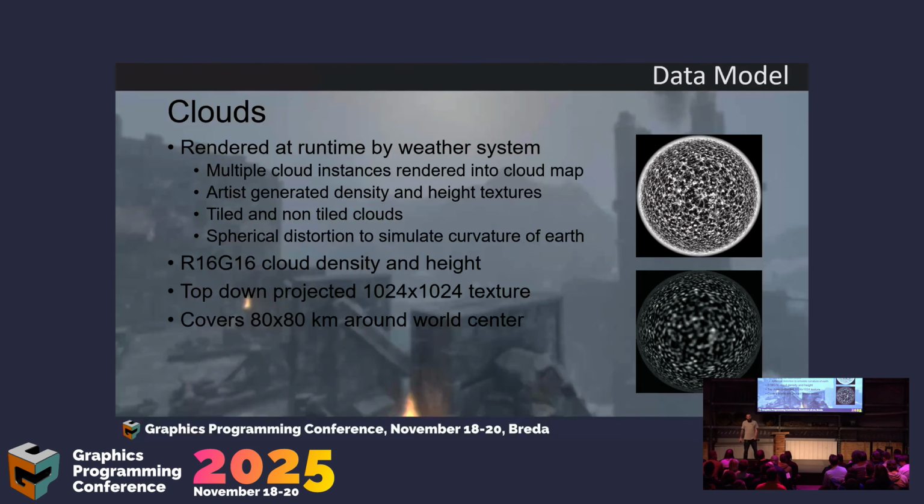So for the cloudscape, the weather system renders multiple instances of artist-generated textures into a single top-down projected cloud texture, as we can see on the right. We also add some circle distortion to the texture to simulate the curvature of the Earth, because the texture is top-down projected, and so we would like to have a nice curvature. The texture has two channels for density and height, and the resolution is basically 1K and covers 80 by 80 kilometers around the world center.